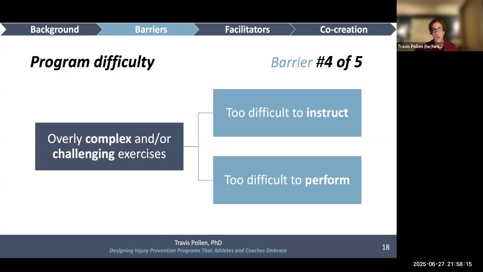Sometimes, too, the program is too difficult. So the exercises might be overly complex for them, or they might be too challenging, which makes it difficult for athletes or coaches to instruct themselves to perform them. And it makes them just difficult to do those exercises when they're not meeting them where they're at in terms of their current skill level.